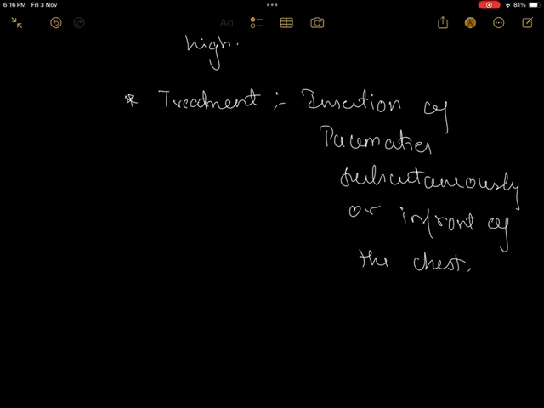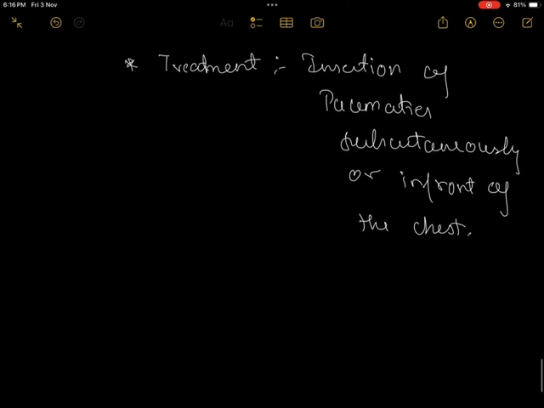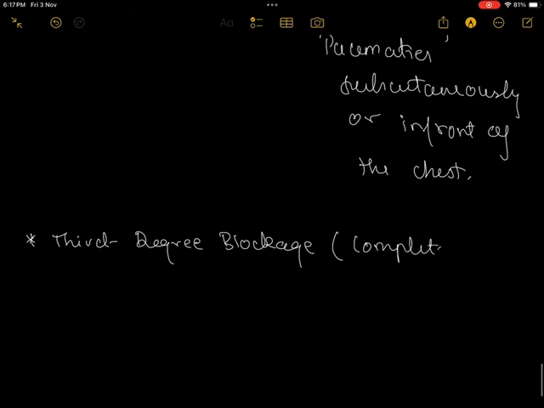Okay, hope you have understood the second degree heart blockage. So the last type of blockage, what we call third degree blockage. We also call third degree blockage complete blockage. So what is the phenomenon and what are all the aspects we see if a patient has third degree blockage? We'll be discussing that now.